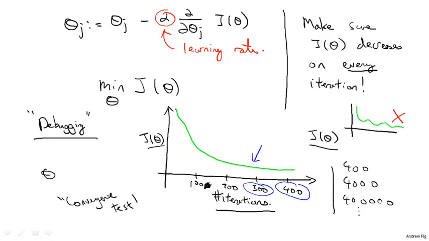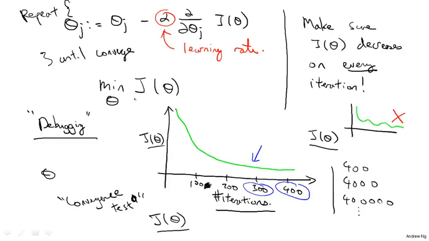In which you can look at how much J of theta changes between two iterations, and maybe if J of theta changes only a little bit on two iterations, you can have an automatic convergence test to declare gradient descent as converged. The goal of a convergence test is to decide when you can stop, because gradient descent repeatedly does this until convergence.